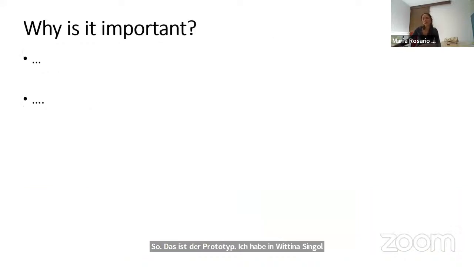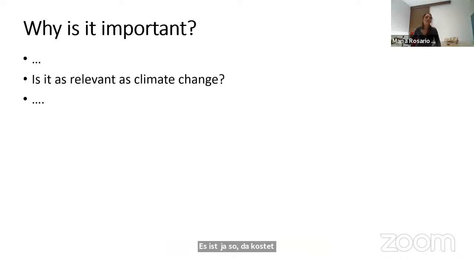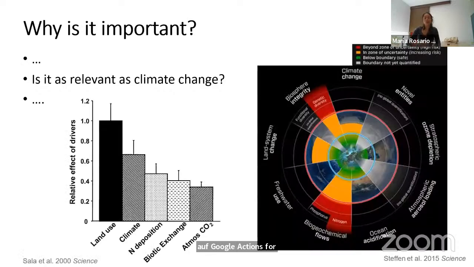I also wanted to question why it is interesting to look at land management, and whether it is as relevant as climate change, because there are, of course, a lot of actions for climate change. But many studies have shown already since the year 2000 that land use and land use change is one of the main drivers of change in biodiversity. And when this is paired with climate change, the effects are synergistic or even more dramatic. So these two drivers combined have much larger effects.